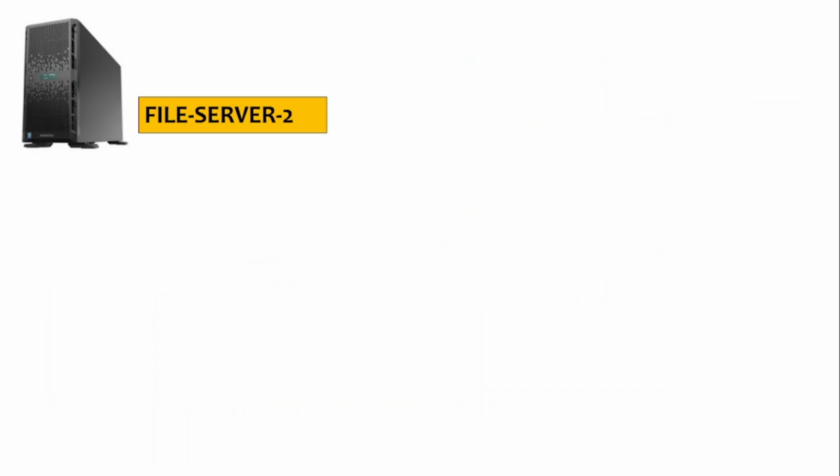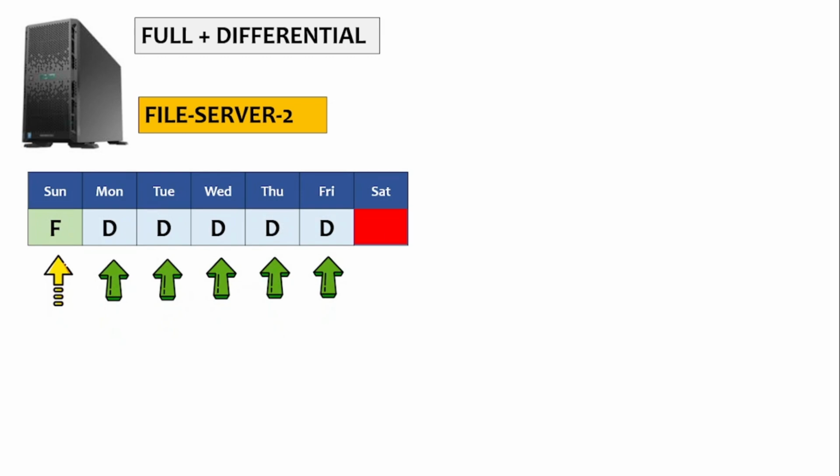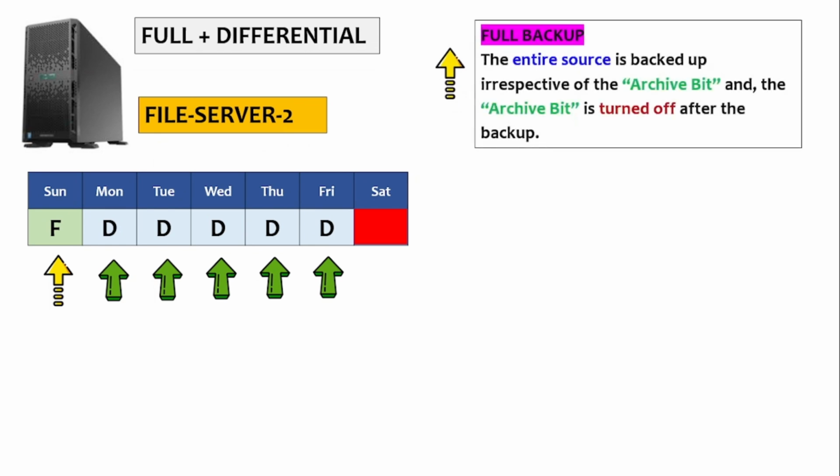Now let's move to file server 2. Again, this file server 2 is being backed up with full plus differential backup strategy. So it's Sunday full, Monday to Friday differential. And as we know, with a full backup the entire source is backed up irrespective of the archive bit, and the archive bit will be turned off after the backup is over.